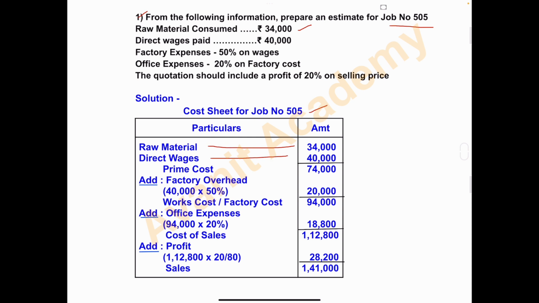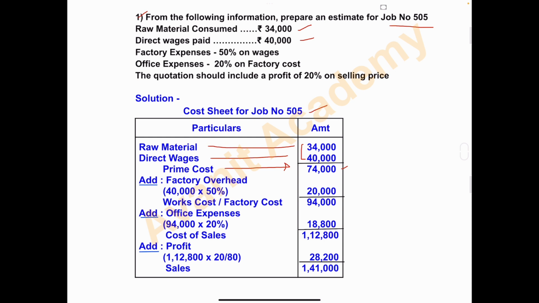Direct wages is 40,000. Add these two amounts, 34,000 plus 40,000, and you will get 74,000. The 74,000 is called prime cost. Clear this first part? First we have to take raw material, then direct wages, and total of these two is called prime cost. Add factory overhead.